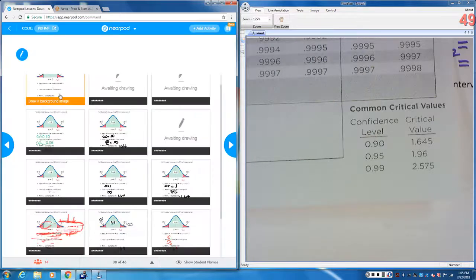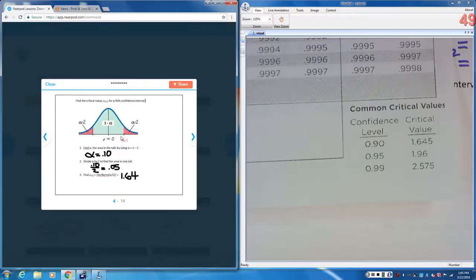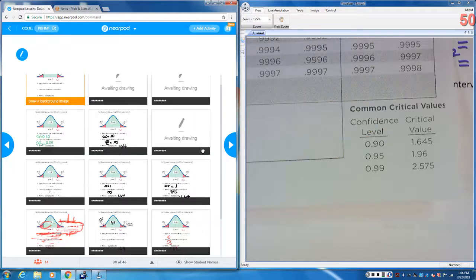But that was very good. And I didn't tell you to round to 3 places, so a lot of people just put 1.64 because the next number was 4 and then 9. So that's correct too. But from now on, this is a common critical value. We won't be doing this for this confidence level. So good job on that.